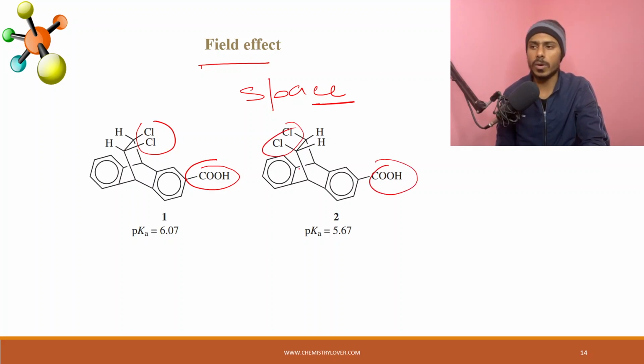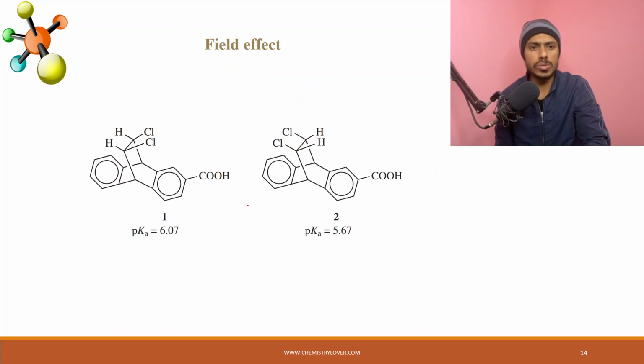There is no direct bond, but the difference between compound 1 and compound 2 is that in compound 1 this chlorine and this carboxylic acid group are on the same side, whereas in compound 2 they are on the opposite side. That has consequences on their acid strength. When these two compounds show their acidity, they will lose their proton and become carboxylate.